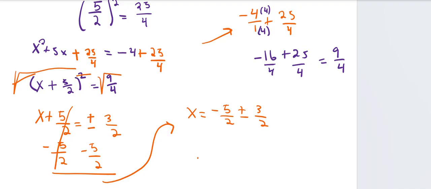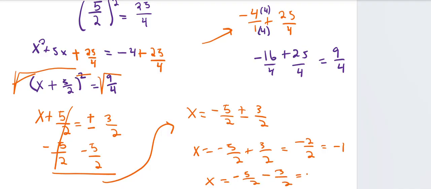If we rewrite this into both of them, the positive and the negative, so we have -5 over 2 plus 3 over 2. This gives me -2 over 2, which is -1. And then if we go to the next one, we have -5 over 2 minus 3 over 2, which gives me -8 over 2, which gives me -4. So those two are my answer. Okay, let's see another example.